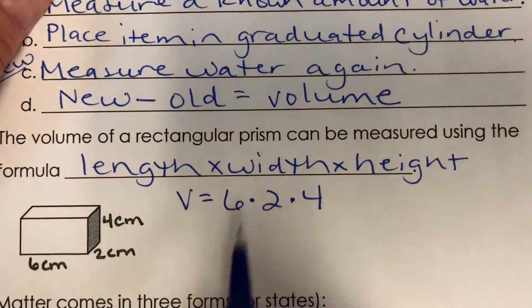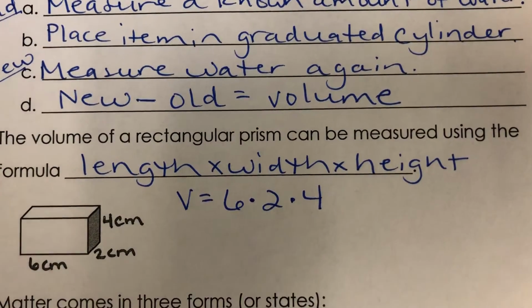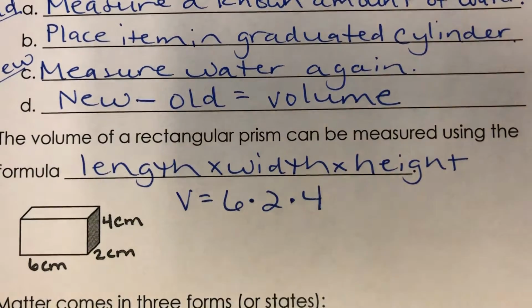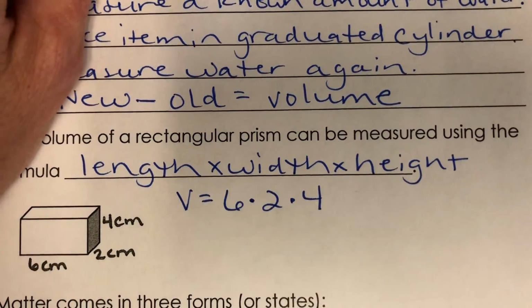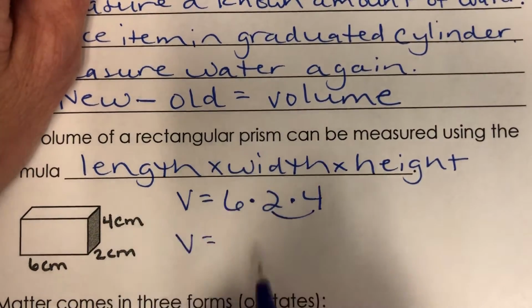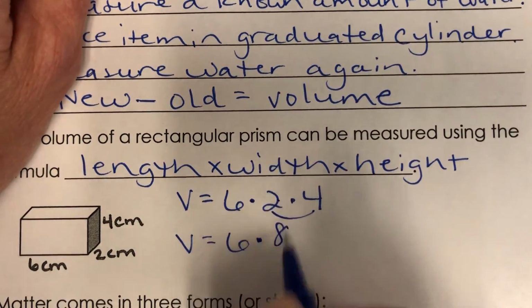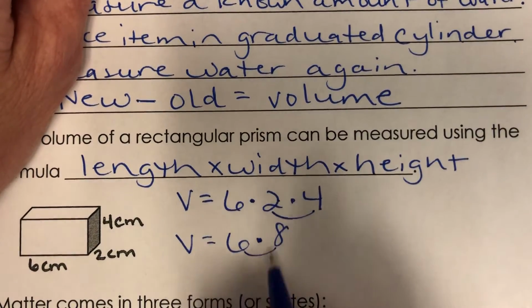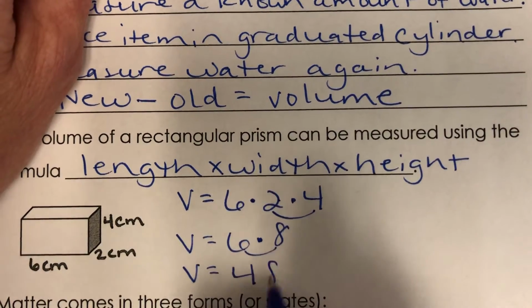You can multiply those in any order that you want. Those properties in math work in science too. It's great. So when I look at 6 times 2 times 4, I would rather do the 2 times the 4 first, which I'm allowed. So the volume would be 6 times 2 times 4 is 8. And then I can do my 6 times 8, so 48.